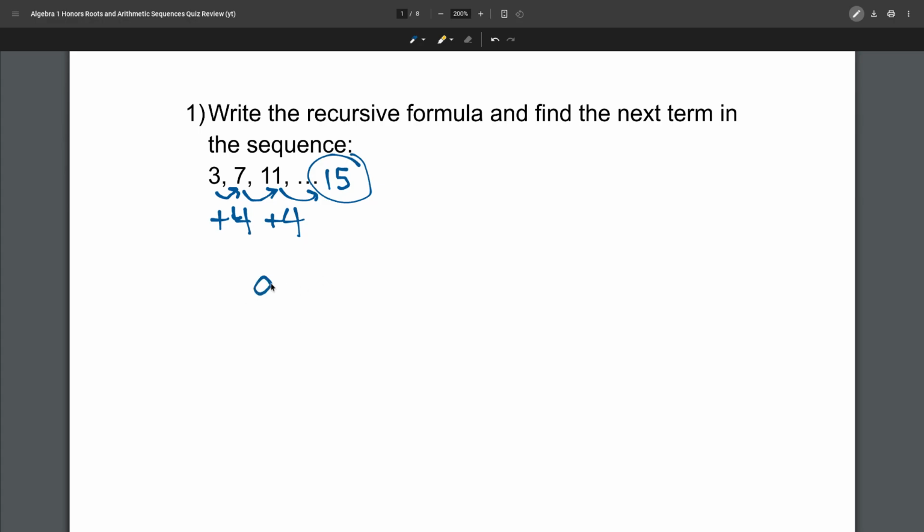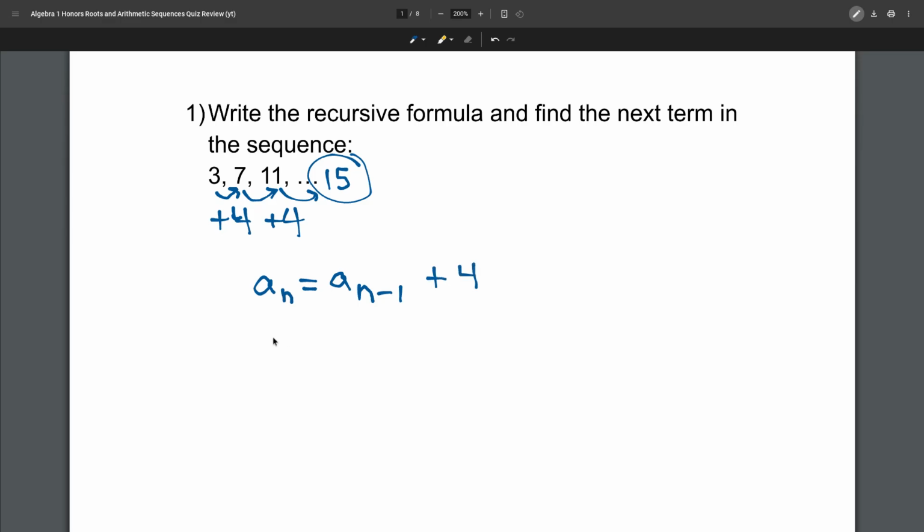So we're going to say the nth term, the term we're looking for, is equal to the, and you can read this as a sub n equals a sub n minus 1. A sub n minus 1 stands for the term before it. And then to take the term before it and get to the next term, we have to add 4. So we're going to put plus 4. So that's the recursive formula.